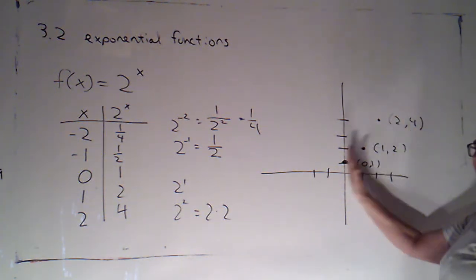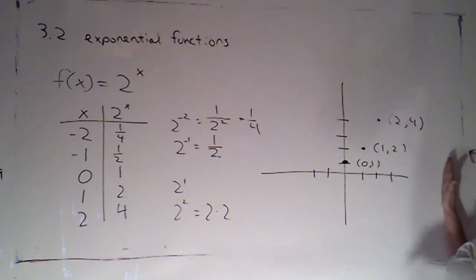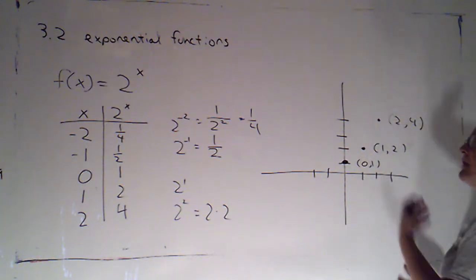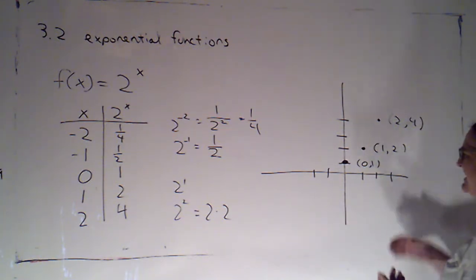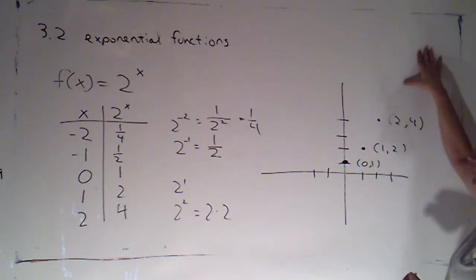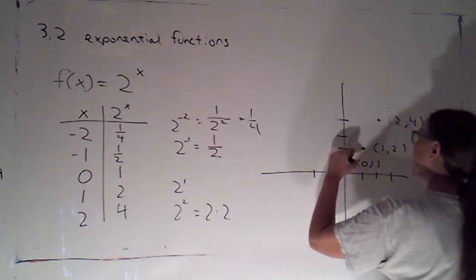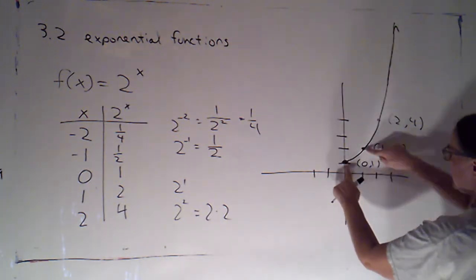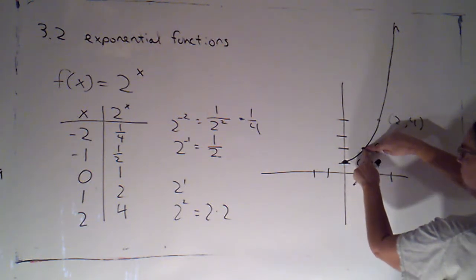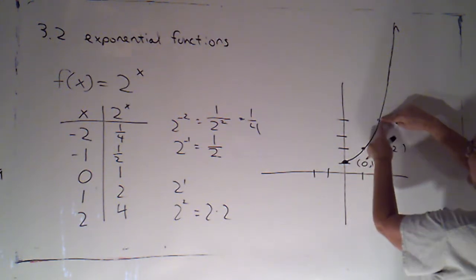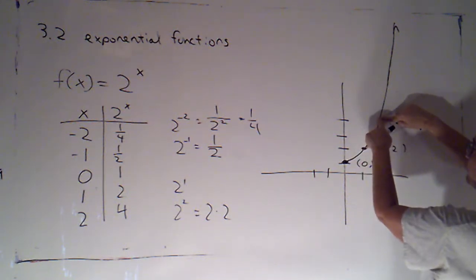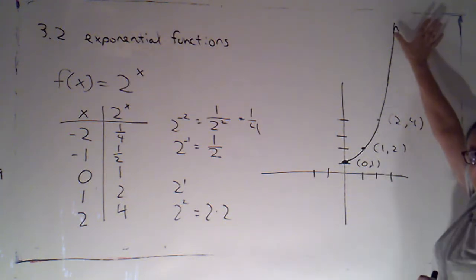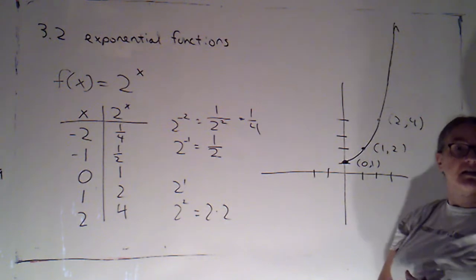Now, if I think about what's going to happen as I plug in bigger and bigger positive numbers, 2 cubed would give me 8. 2 to the 4th would give me 16. Looks like my y values are going to be getting bigger and bigger, and it looks like as they do that, the graph is getting steeper. Notice in going from here to here, we went over 1 and up 1. Going from here to here, we went over 1 and up 2. Next one at 3, we're going to be up at 8. So the graph goes up and gets steeper. I feel good about that pattern continuing.